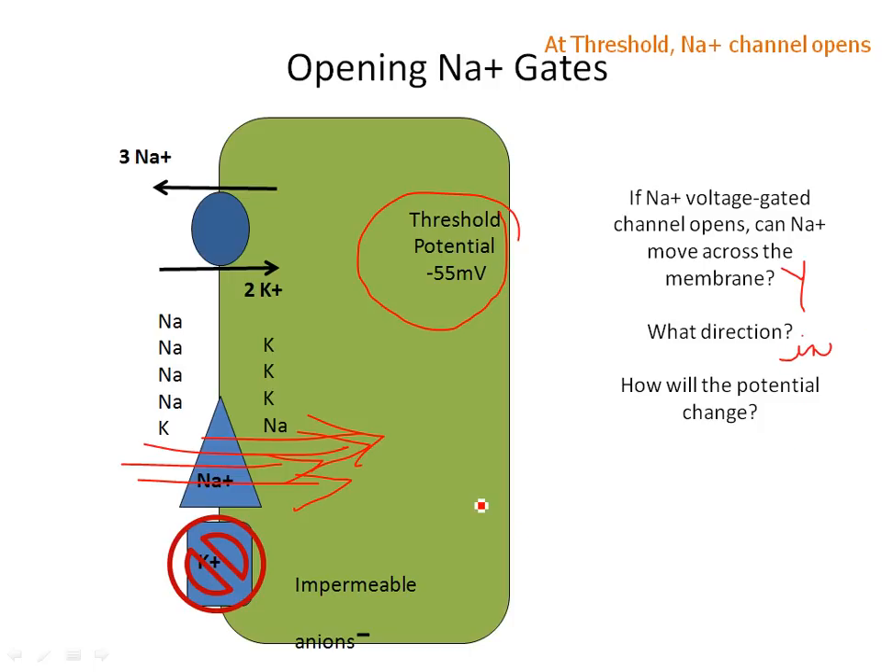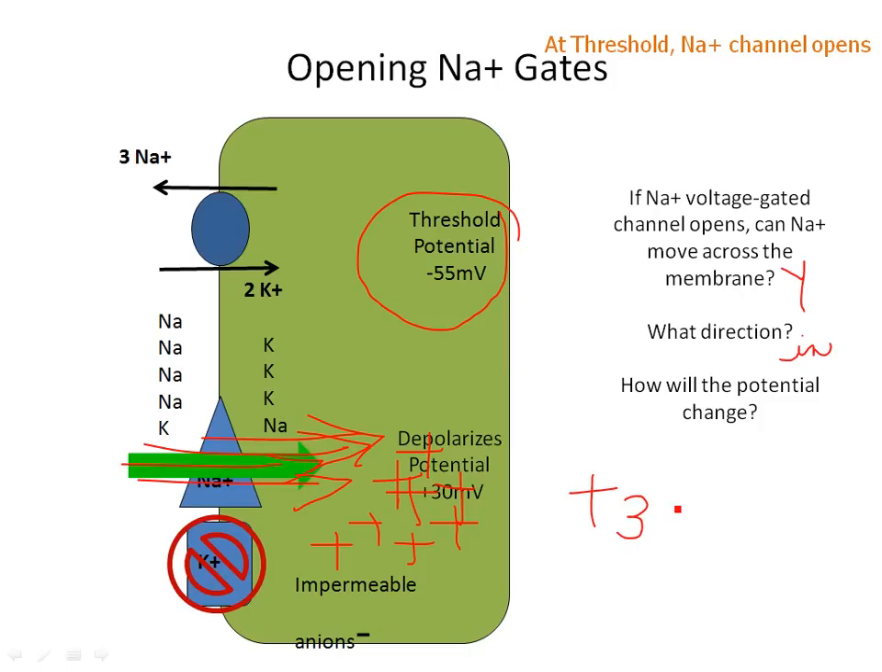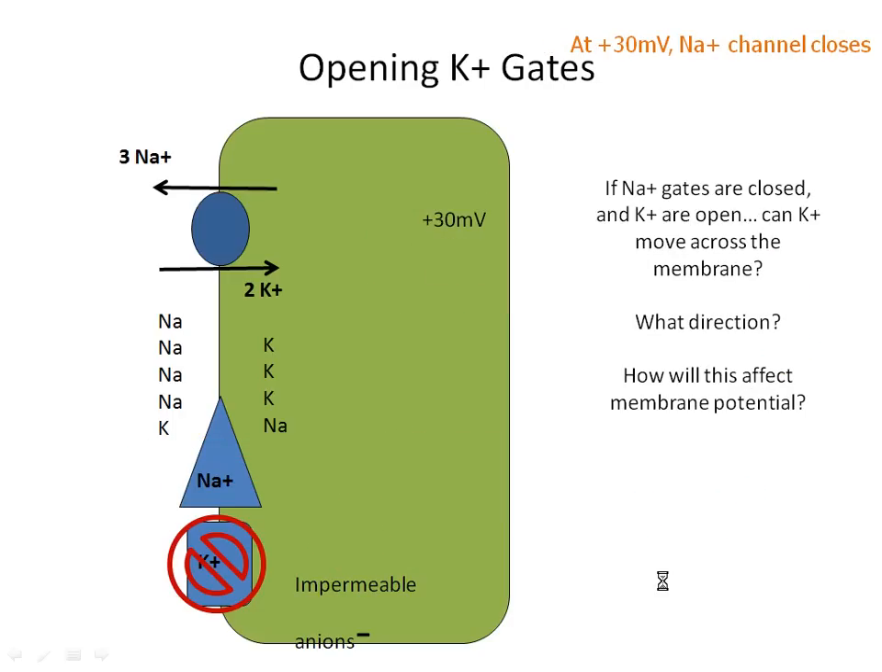Sodium is positively charged, so will that affect the membrane's potential? Absolutely. You're now adding even more positive to the inside of this cell. So this thing's going to go from minus 55 and get more and more positive until you reach the point where you have a plus 30 millivolt potential across this membrane. At plus 30 millivolts, magic happens again. At plus 30 millivolts, sodium's gate closes and potassium's gates open.